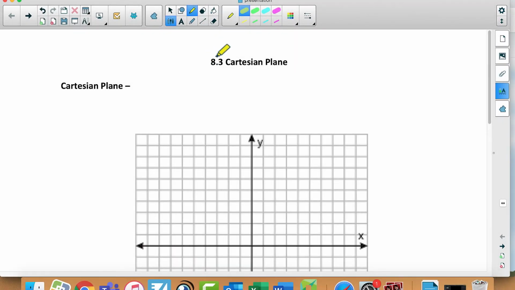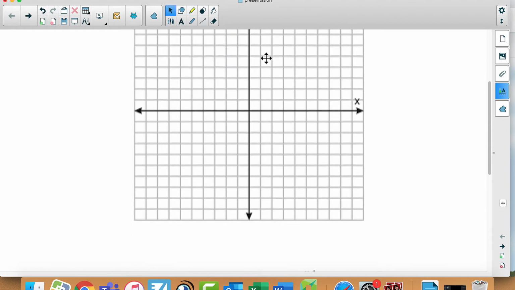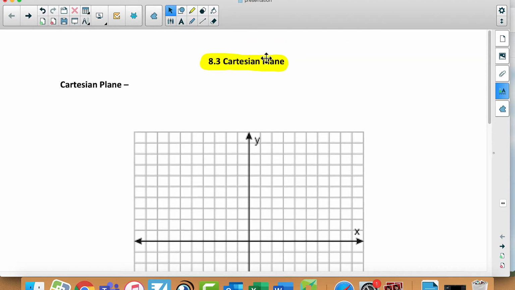Okay, it's time for something a little different. We're going to learn about the Cartesian plane. This will become more obvious why we're doing that in the next couple videos. You've probably learned this before. Does this look familiar, what we're looking at right here? If so, you've probably looked at the Cartesian plane before.